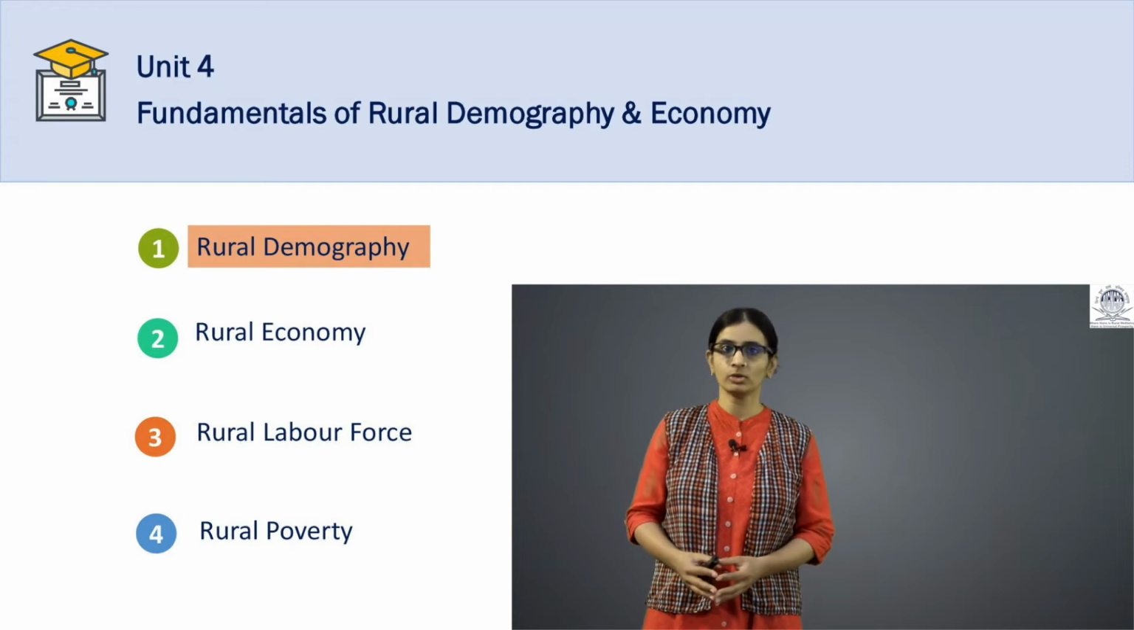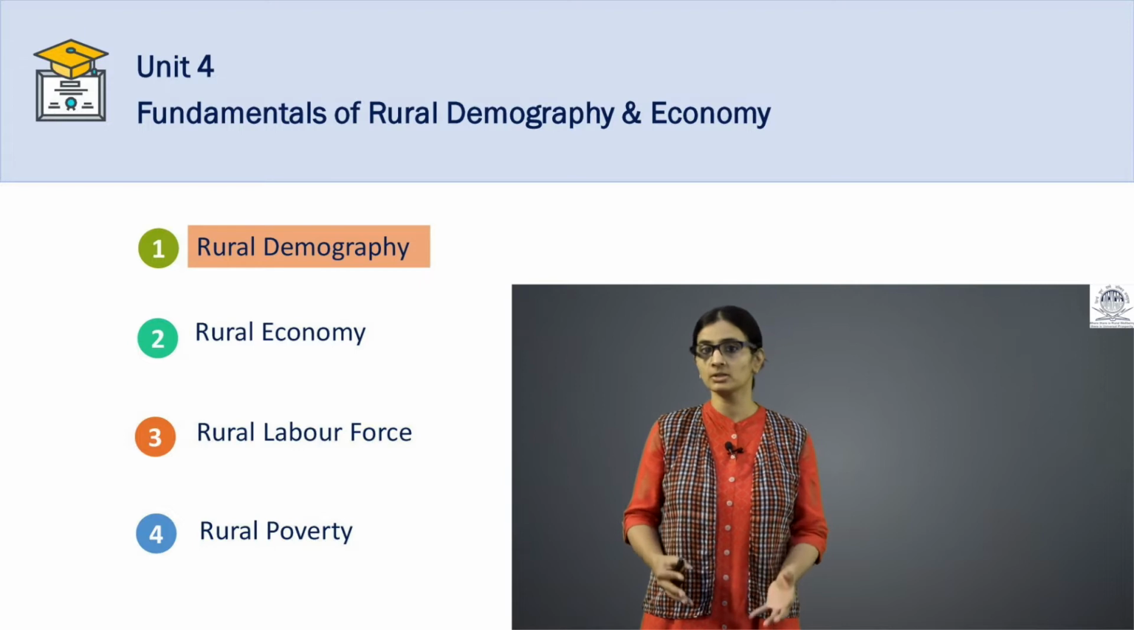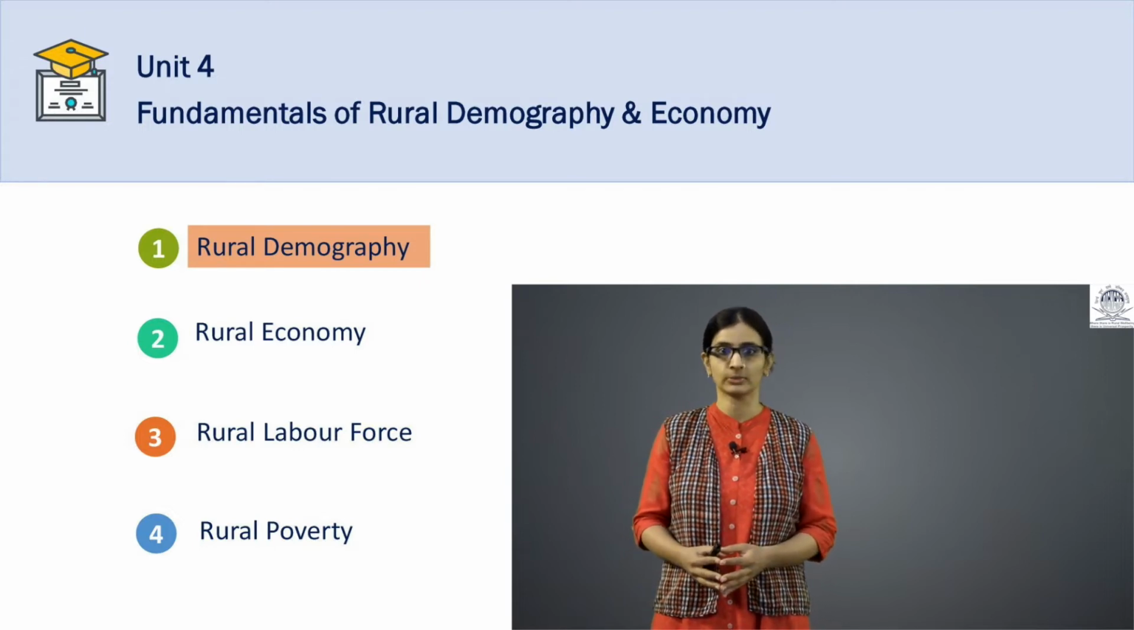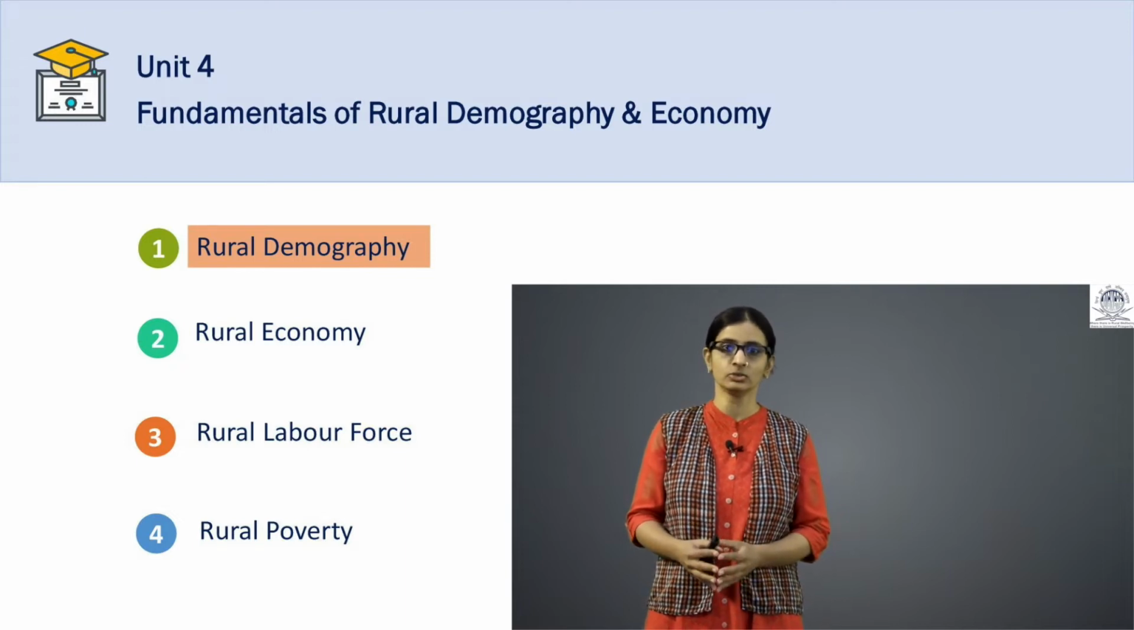Third, rural labor force. What is rural labor force like? What is the participation of women in labor force? And fourth, understanding rural poverty. The issue of migration will also be discussed in Unit 4. The current lesson is lesson 1, that is rural demography. The objective is to understand the characteristics and composition of rural population.